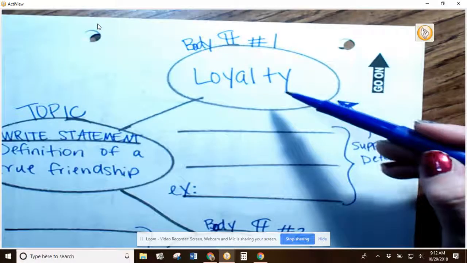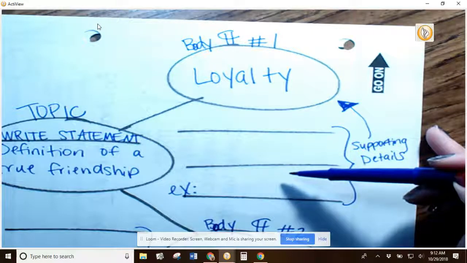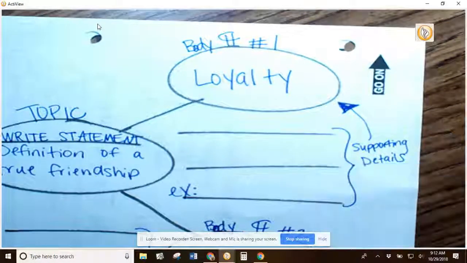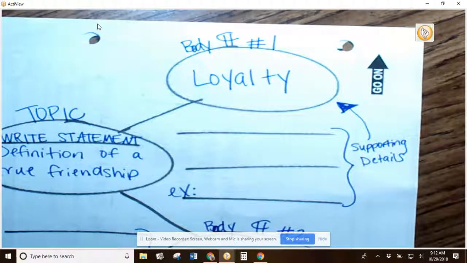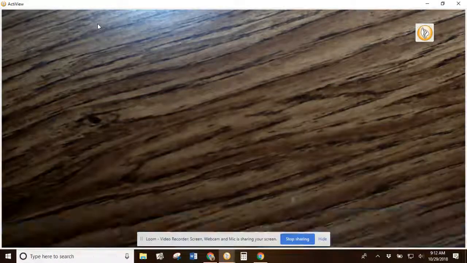Okay, so supporting details. This is going to be kind of like you're going to list 2 reasons why loyalty is important. Okay, why is loyalty important in a friendship? Why do you want a loyal friend? What were some of those other things we talked about including in loyalty, like tying together? Having each other's backs, and wasn't there another one? Being dependable, always there. All those things can kind of tie in, okay?